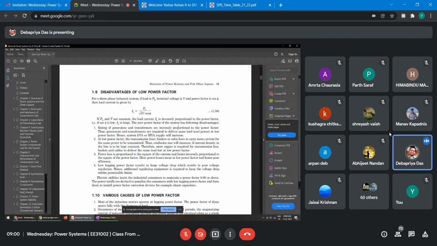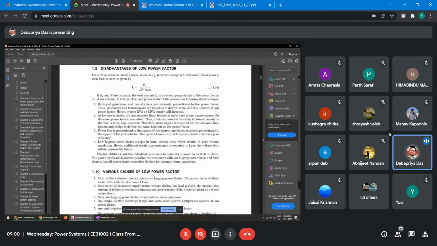The poor power factor system has the following disadvantages. Rating of generators and transformers is inversely proportional to the power factor. Thus, generators and transformers are required to deliver the same load at low power factor. Hence, system kVA or MVA supply will increase. A poor power factor means it will consume more reactive power from the source. Suppose you are using a device whose power factor is 0.7, for example, drawing 500 kilowatt.